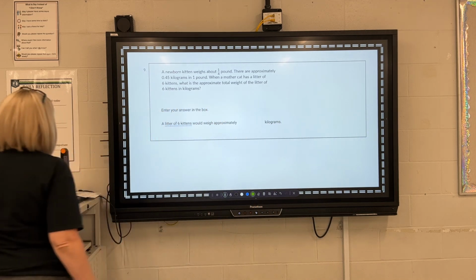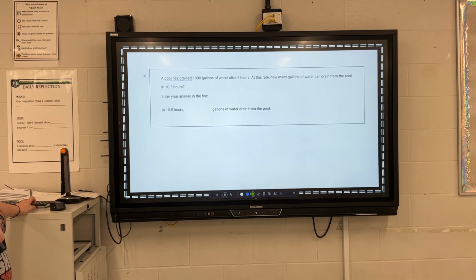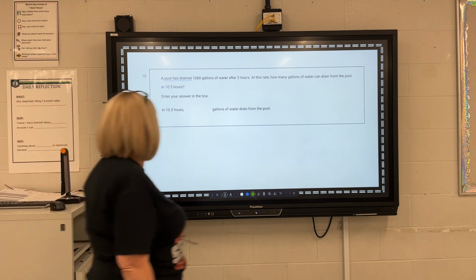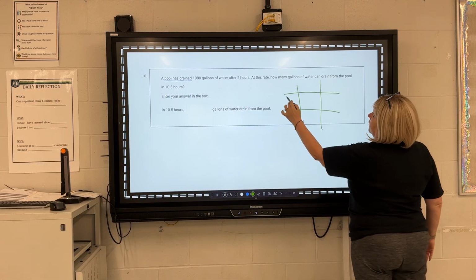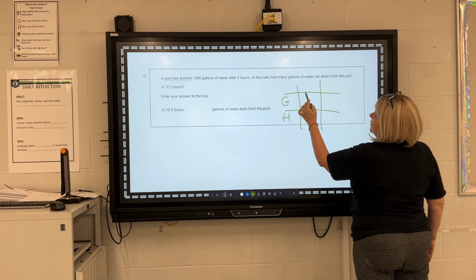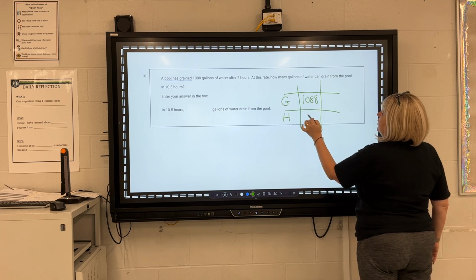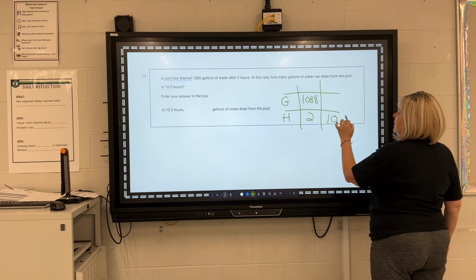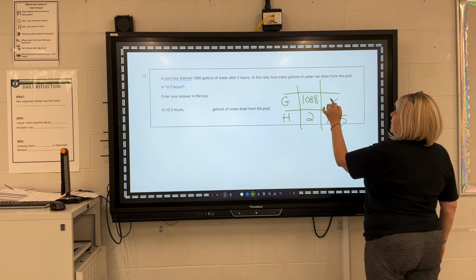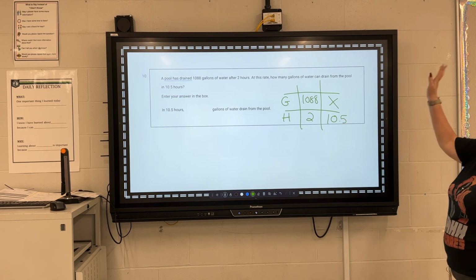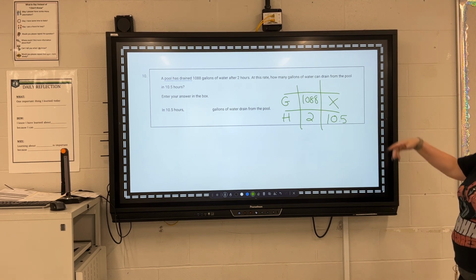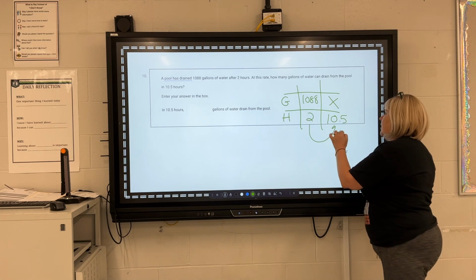And number 10, my pool has drained 1,088 gallons of water. After 2 hours at this rate, how many gallons of water can drain from the pool in 10.5 hours? We are just setting up a proportion. We got gallons and hours. Gallons is 1088 in 2. We want to know in 10.5 how many gallons. So once again, cross multiply and divide, or you can, what did we do to 2 to get 10.5?